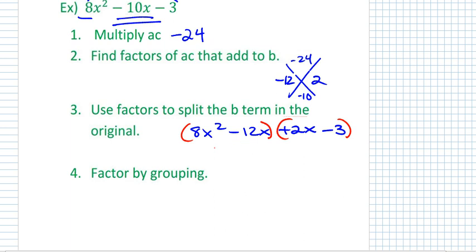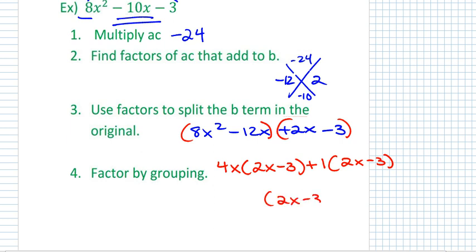Notice what they have in common here is a 4x, and what's left is 2x minus 3. Then here they have in common a 1, because that's all they have in common. They don't share anything else. So you're left with 2x minus 3, and then notice they share 2x minus 3, and what's left when you get rid of the 2x minus 3's is 4x plus 1.